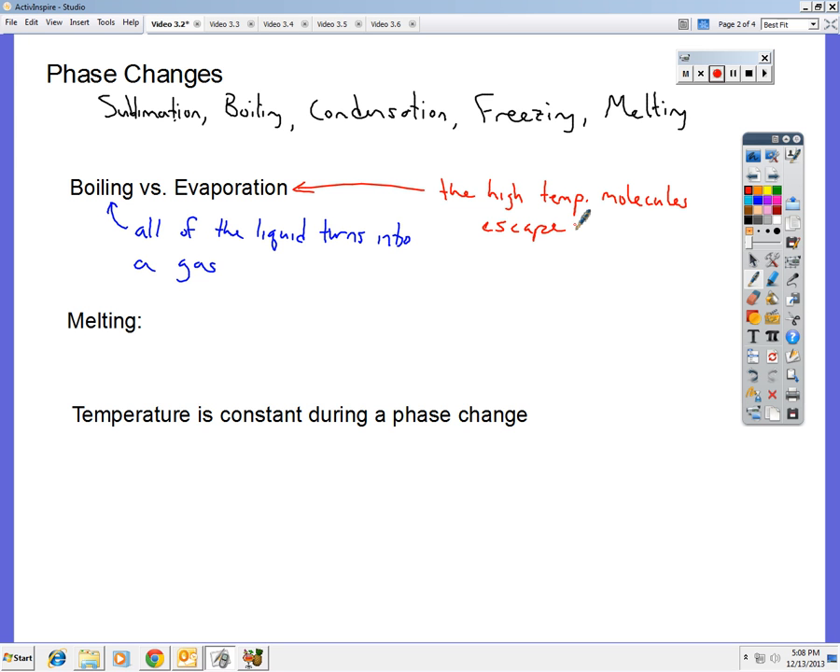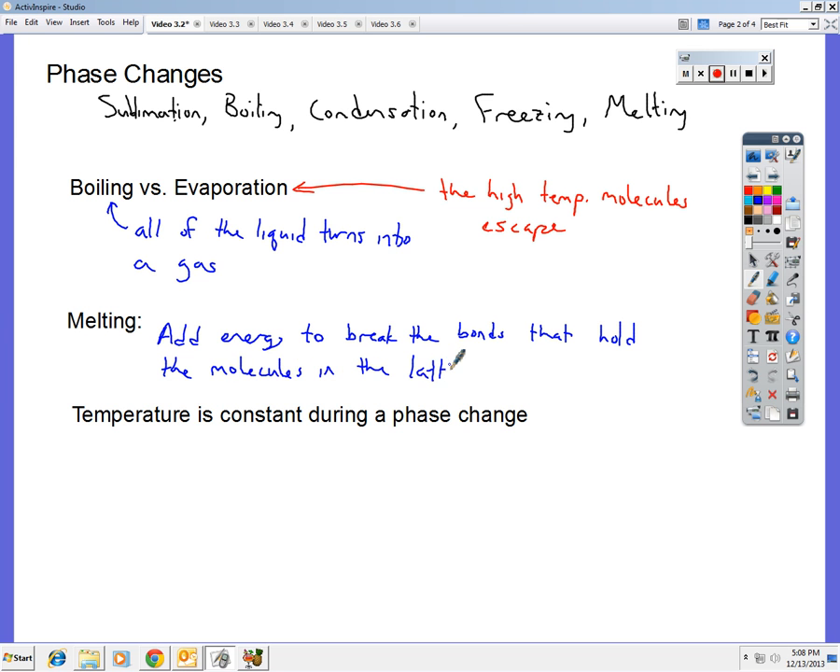Now, let's take, for example, melting. In melting, you add energy to break the bonds that hold the molecules in the crystal lattice. And the reverse of that, freezing, you take energy away, which means that those bonds can reform again. Essentially, you are increasing the potential energy. The higher the potential energy is, the weaker the bond is.